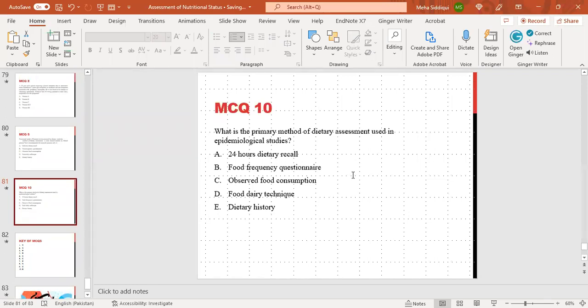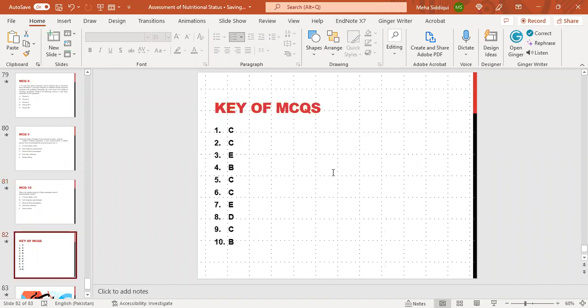MCQ number 10. What is the primary method of dietary assessment used in epidemiological studies? 24-hour dietary recall, food frequency questionnaire, observed food consumption, food diary technique, dietary history. Alpha? No. B is the right option. The primary method used in epidemiological studies is the food frequency questionnaire. This is the key of MCQs.